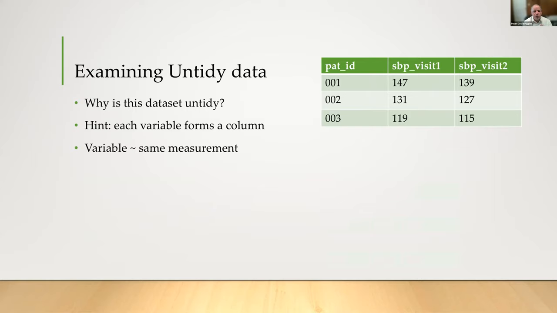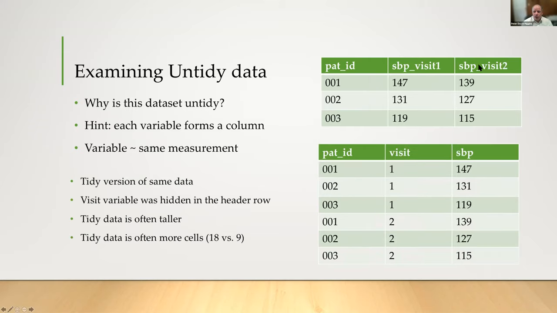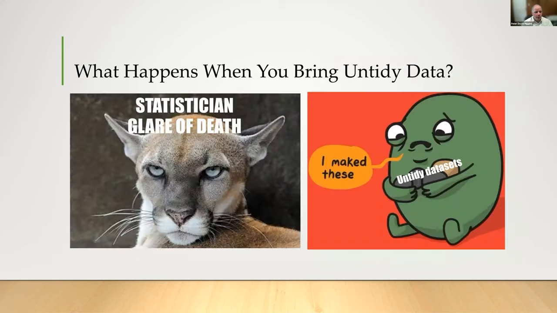Here's a third example. So why is this data set untidy? And the hint is each variable or same measurement should form a column. So to some extent, we've stuffed a variable into the header row. So we want to separate the visits into its own variable rather than stuffing it into the header. So we have one column for visit, one column for SBP. Again, tidy data is often taller and more cells, but it makes it a lot easier to analyze. It's in the standard tidy data format.